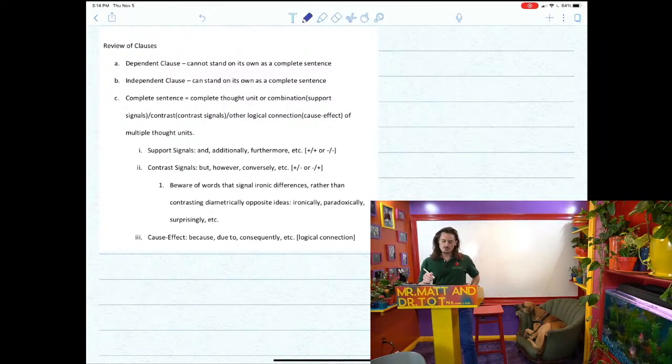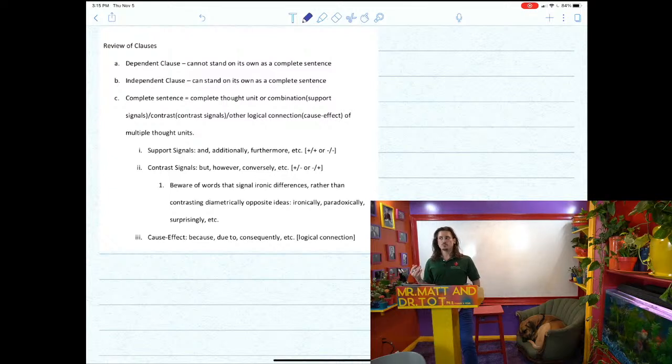Also, a little subtopic underneath of contrast signals. There are these words that may seem to contrast, but they actually signal the ironic, whereas contrast signals may be completely diametrically opposed, or absolutely opposing of one another, like light versus dark, bright versus dim, wet versus dry. Those are kind of total opposites of one another.